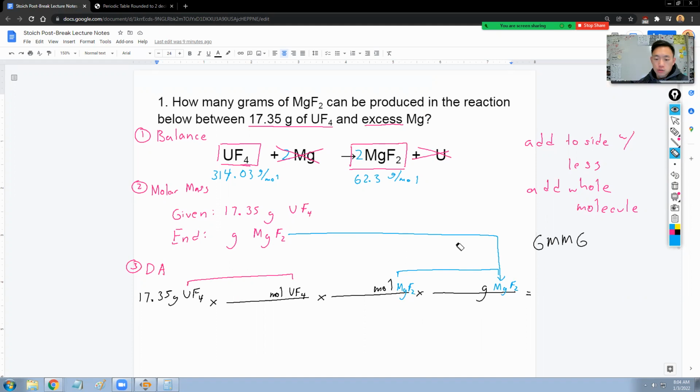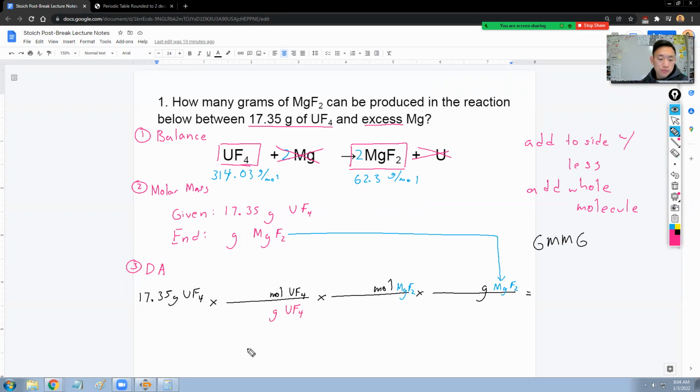Okay, so we have our setup. All we need to do is plug in the numbers and fill in the bottoms now. So we start with 17.35 grams of UF4. If I have something on the top of the fraction I want to get rid of, I'm going to put it on the bottom of the fraction. So grams of UF4. Since I have grams of UF4, I want to put that right here so they can end up canceling out.